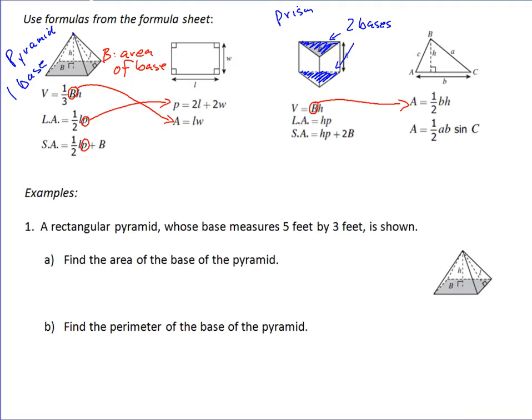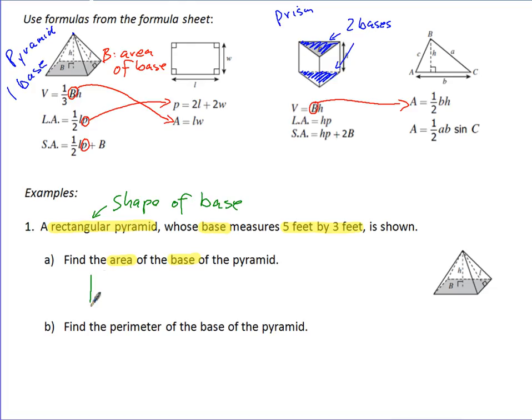So let's look at our first couple of examples. A rectangular pyramid whose base measures 5 feet by 3 feet is shown. Rectangular indicates to us the shape of the base, which we need to keep in mind for the rest of the problem. Find the area of the base of the pyramid.